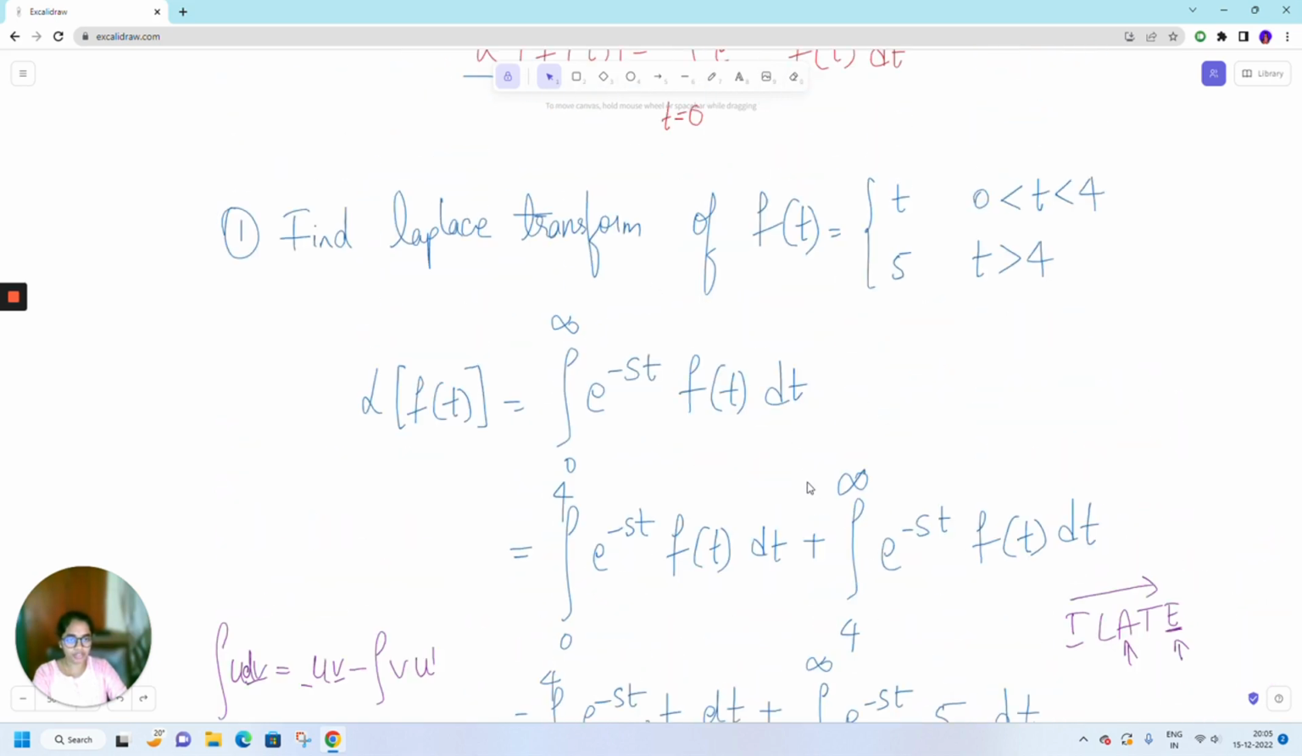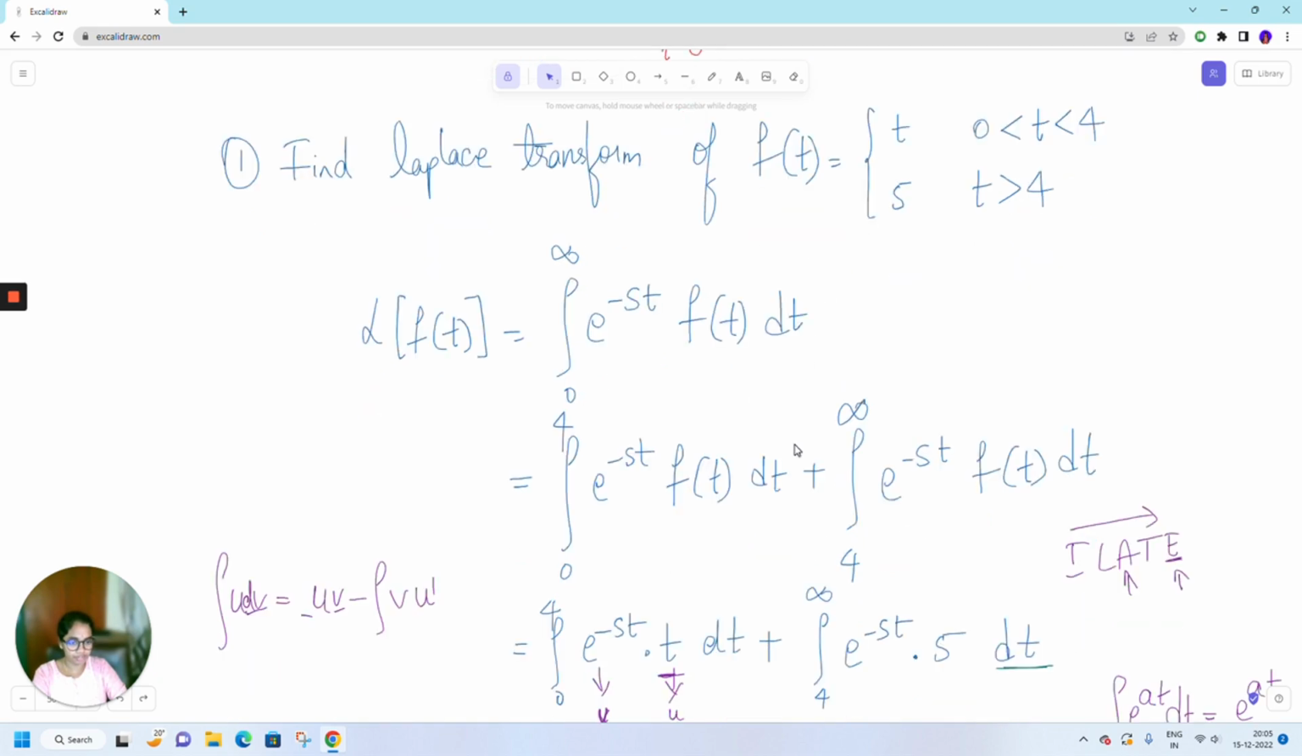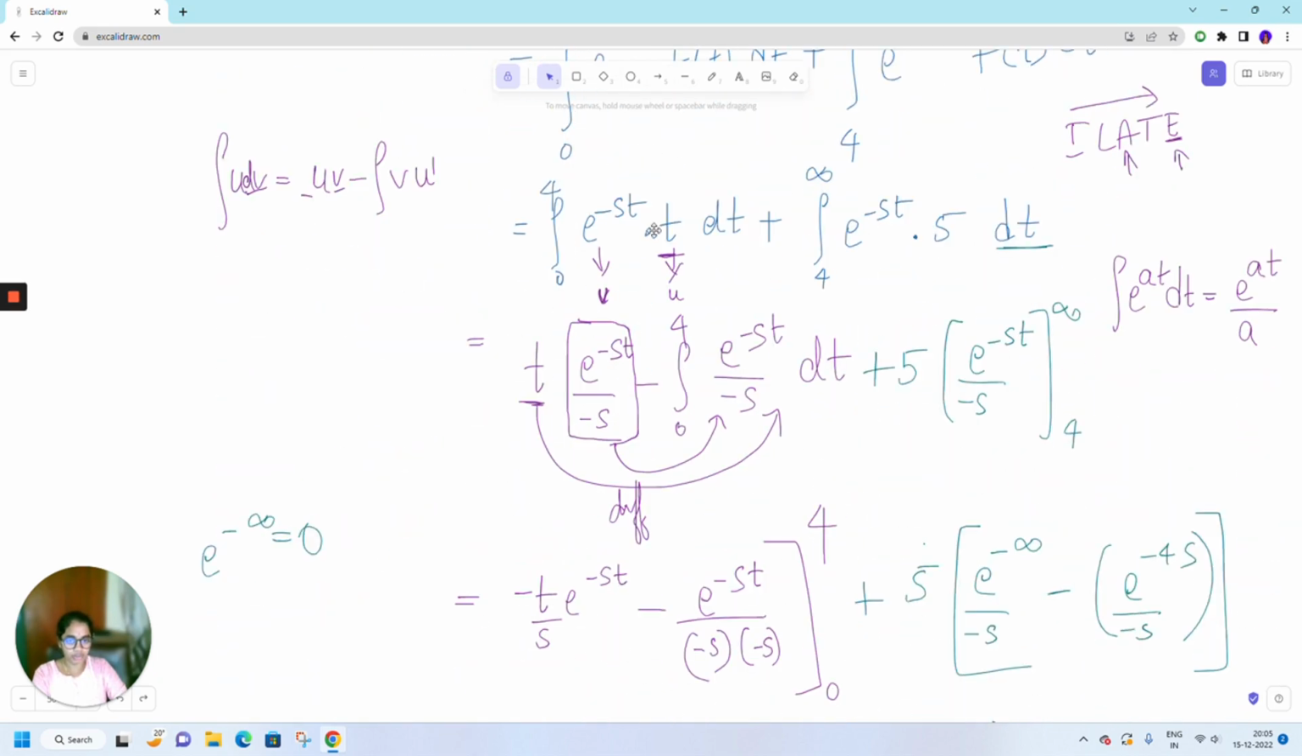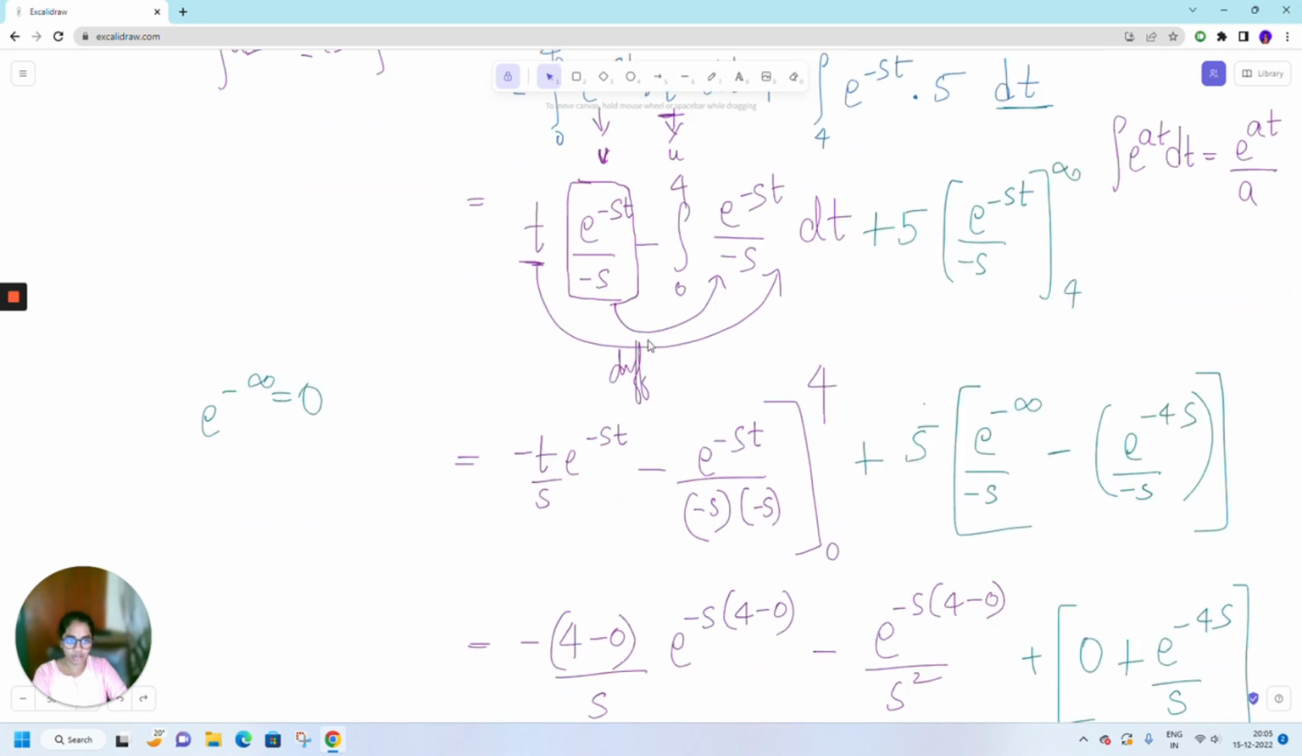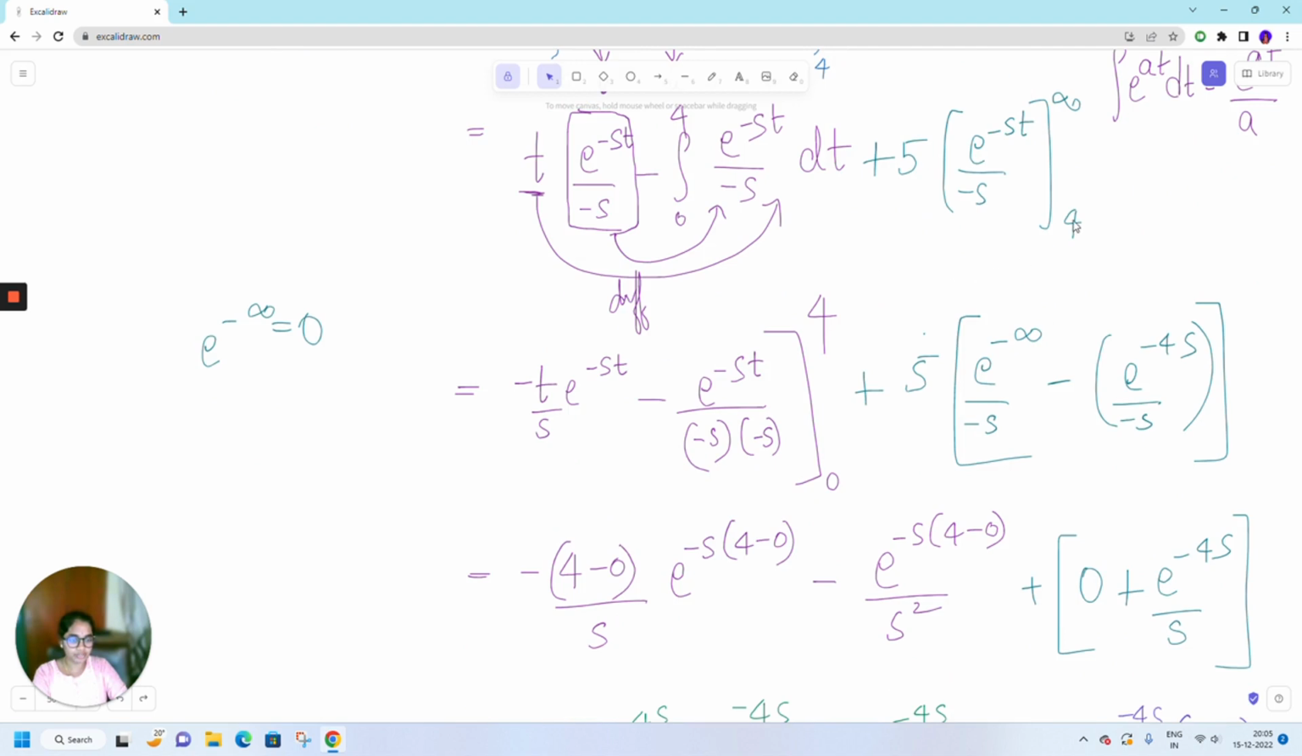When the interval is from 0 to 4, value of f of t is what? It is t. Agree? If the limits are from 4 to infinity, the value of f of t is what? 5. Now, we applied UV rule and then we solved it. And for the second term, we just applied it directly.